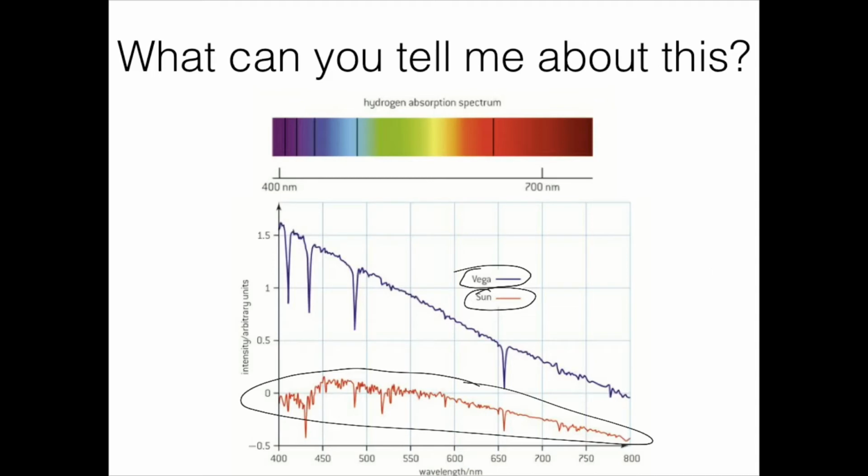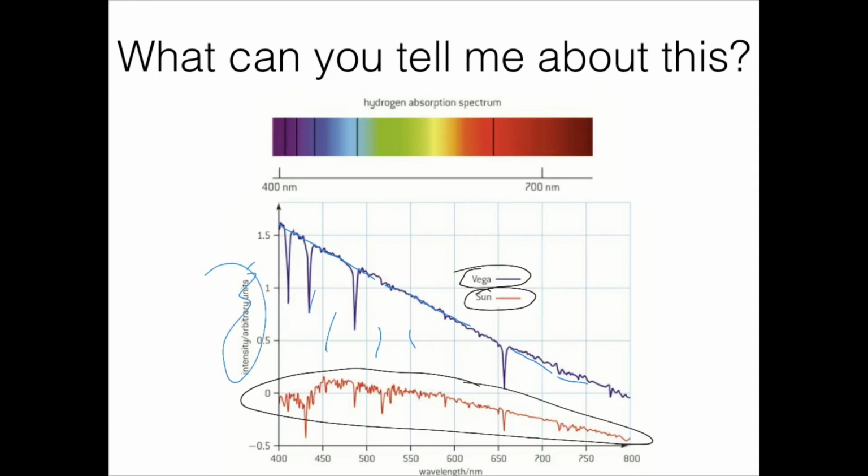All right, so hopefully you've noticed a couple of things. Number one, hopefully you've noticed that Vega kind of goes up like this, right? Vega is a much brighter star. You can see that it has a much higher intensity. Looking at our intensity over here, much more intense than the sun.